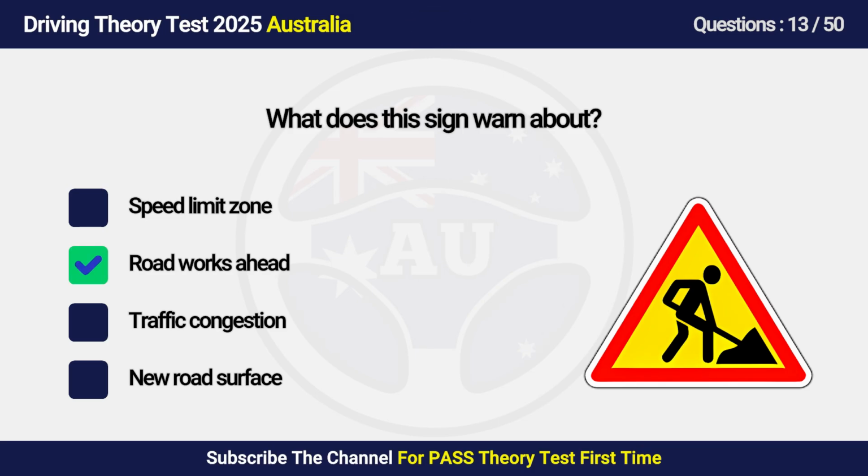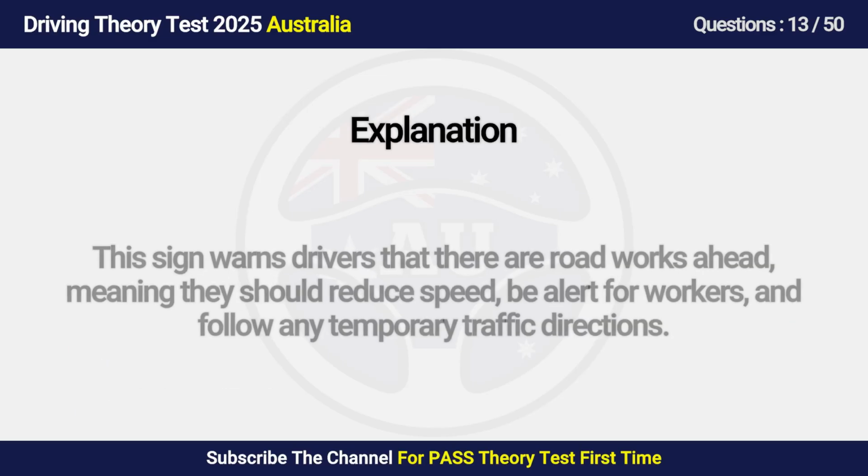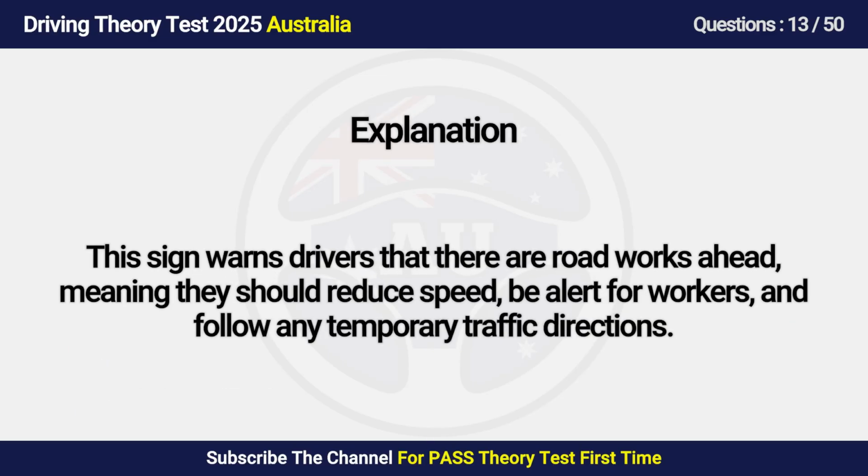Answer is B. Road works ahead. This sign warns drivers that there are road works ahead, meaning they should reduce speed, be alert for workers, and follow any temporary traffic directions.